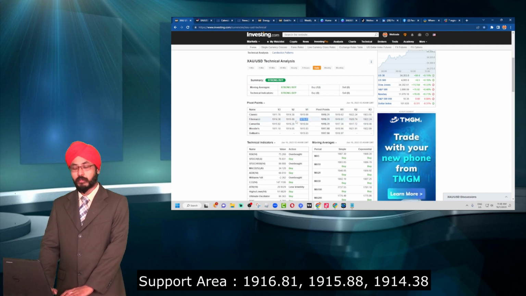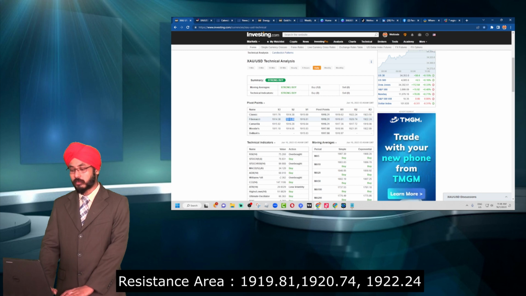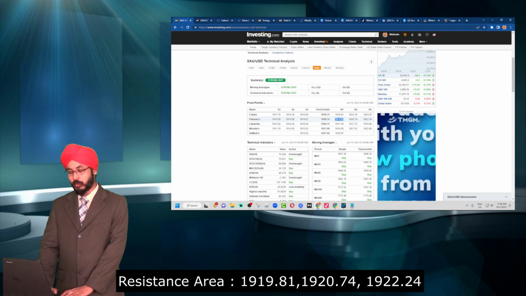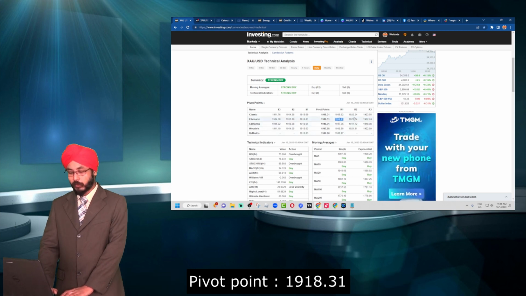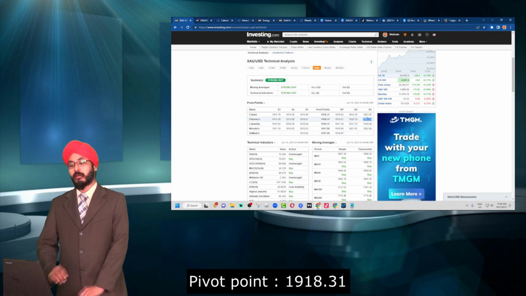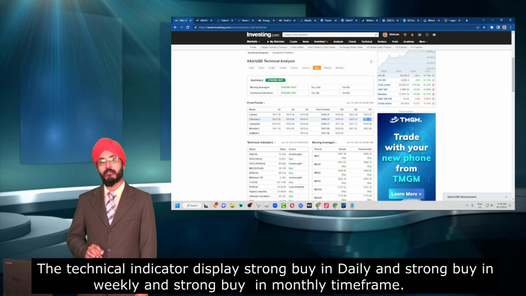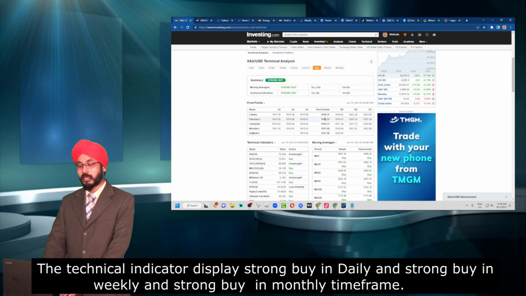And if we look at our resistance points, our resistance 1 is 1919.81, 1920.74 for resistance 2, and for resistance 3 it is 1922.24. And our pivot point is basically 1918.31. Most importantly, we have to look at what our technical indicators are indicating.